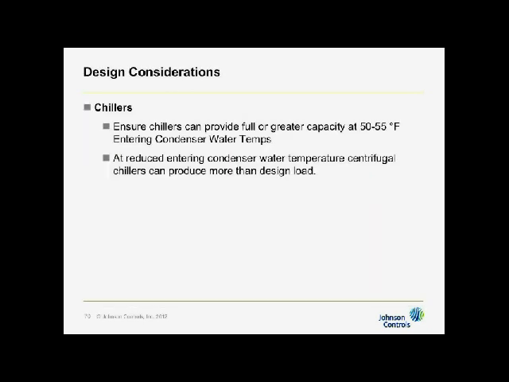To achieve this, of course, you have to look at some design considerations. One of the most important on the chillers, you need to make sure that the chillers can provide full or greater capacity at low entering condenser water temperatures, down to 50 to 55 degrees Fahrenheit. Also, at reduced entering condenser water temperatures, keep in mind that centrifugal chillers can often produce more than design load.